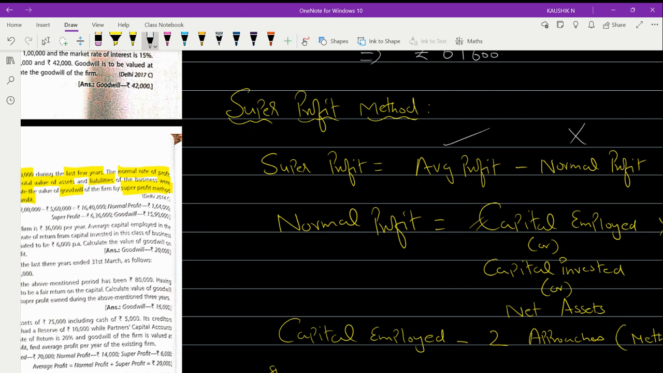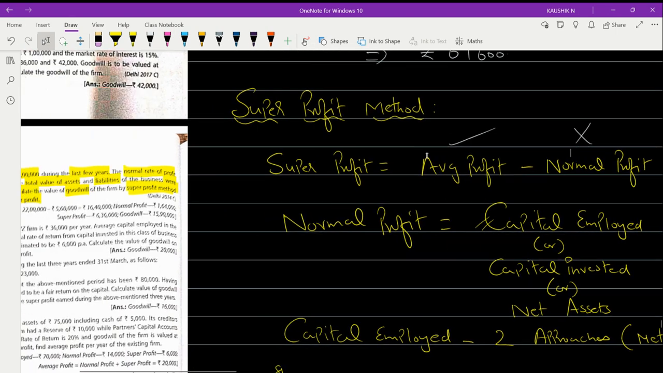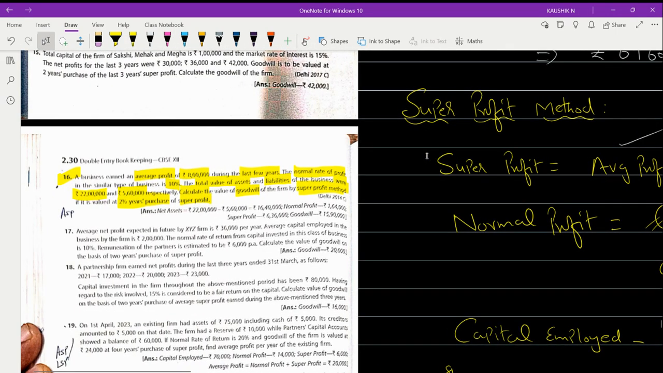So to find out this normal profit, what is required? You need capital employed into NRR by 100. Check whether they have given the value of capital employed straight away in the problem, like the previous problem.